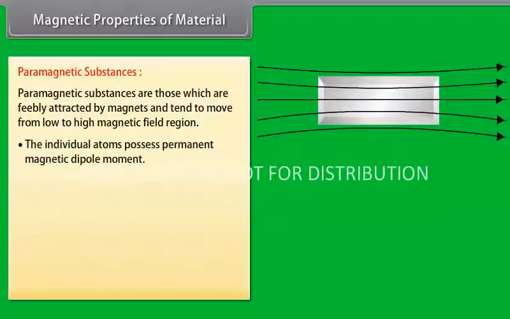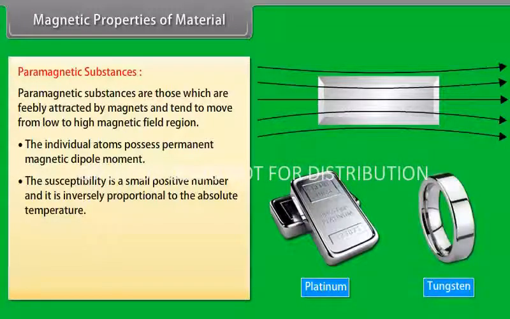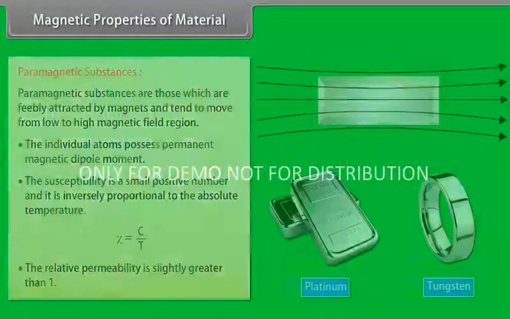The individual atoms possess permanent magnetic dipole moment. The susceptibility is a small positive number and it is inversely proportional to the absolute temperature. Xi is equal to C upon T. The relative permeability is slightly greater than 1.